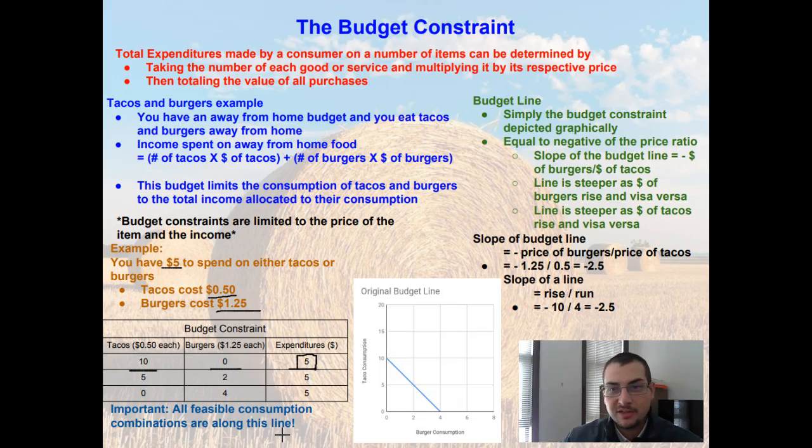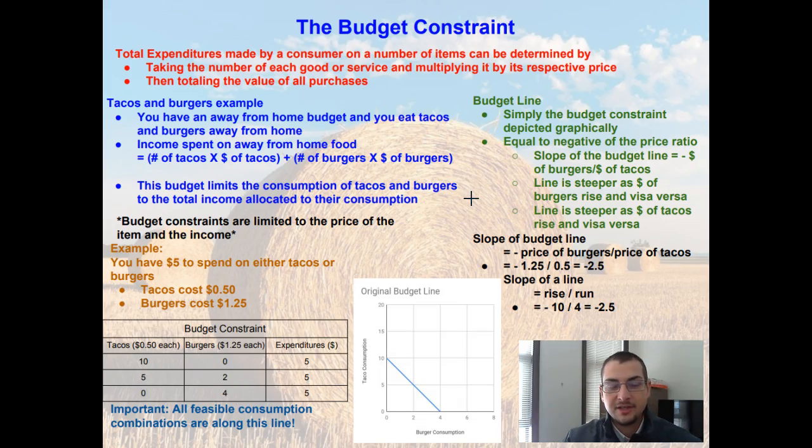$5. On the other hand, what if we only bought hamburgers? If we bought no tacos and only hamburgers, we can only buy 4 hamburgers, because 4 hamburgers times $1.25 gives us our $5. Or we could mix and match. Maybe we ate 5 tacos at $2.50 total, 5 times 50 cents is $2.50, and then we ate 2 more hamburgers at $1.25. That's another $2.50. We still spent $5 total.